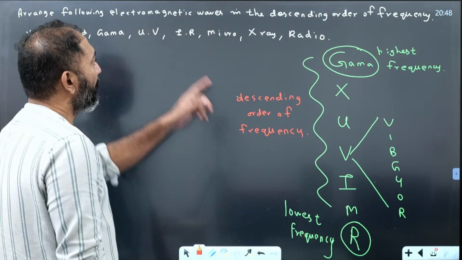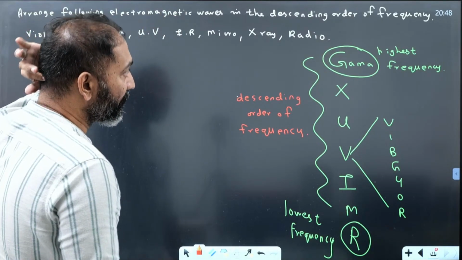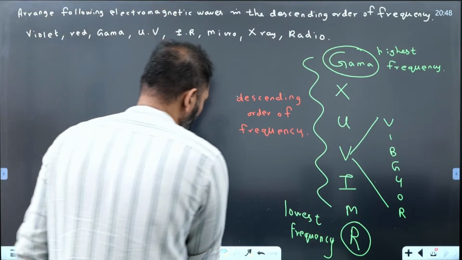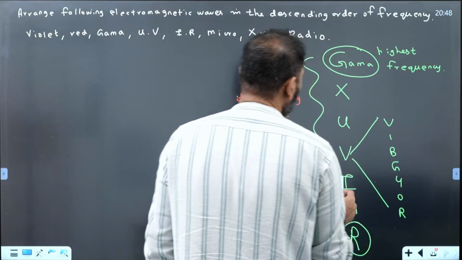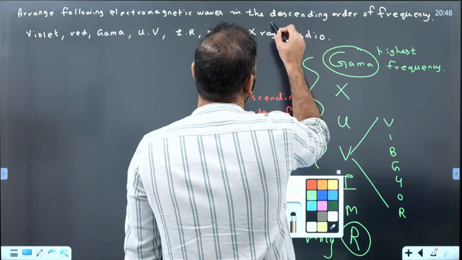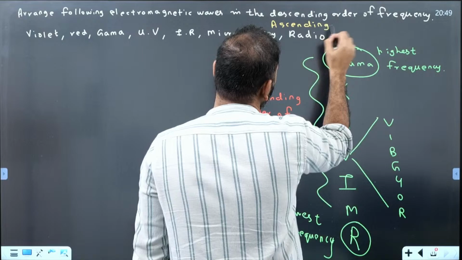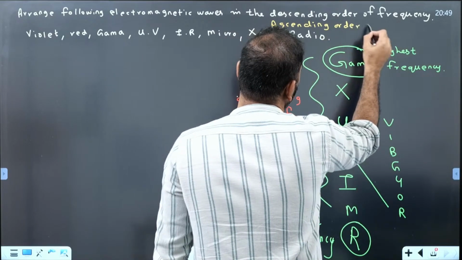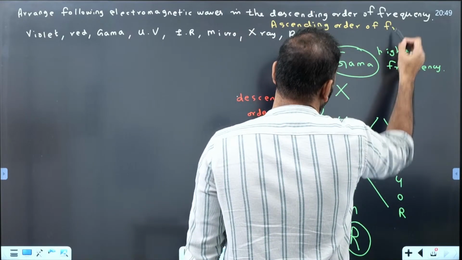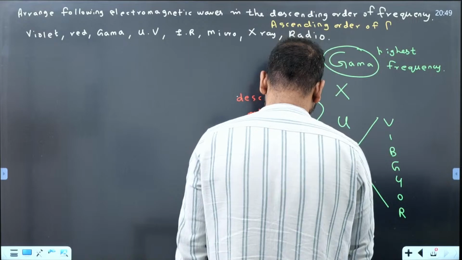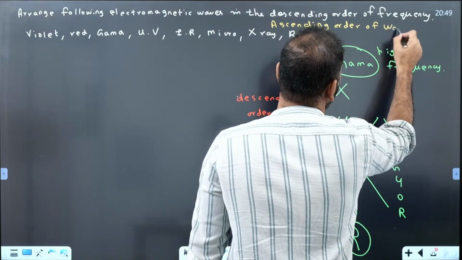So, the question also tells you to write the descending order of frequency. Now, remember one point. Descending order of frequency means ascending order of wavelength, because frequency and wavelength are inversely proportional. Descending order of frequency and ascending order of wavelength both are same.